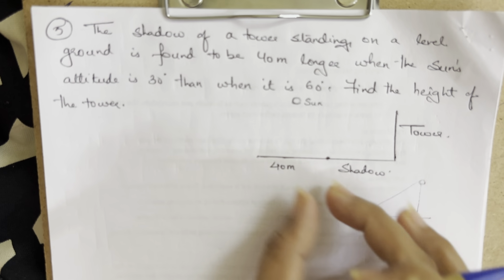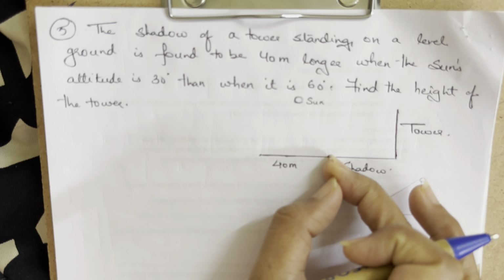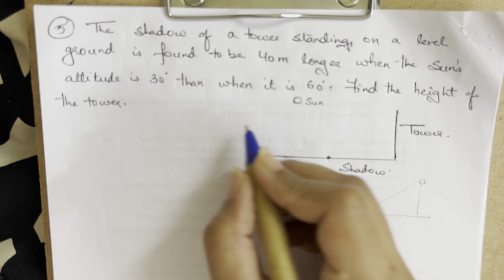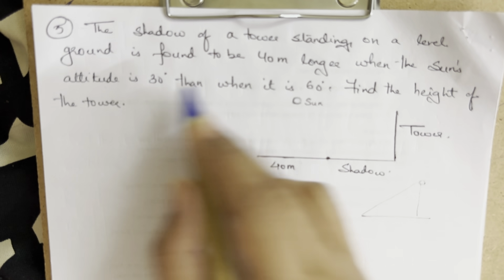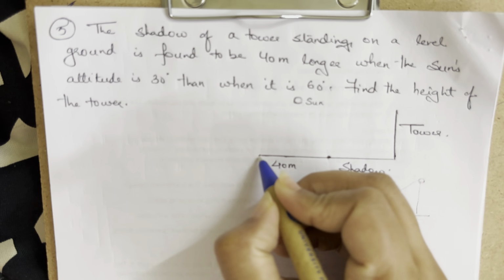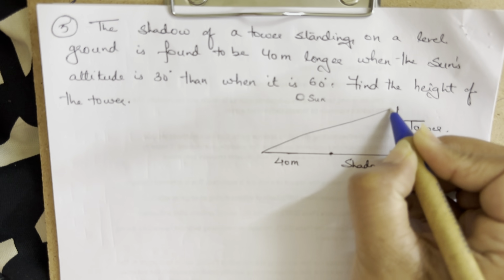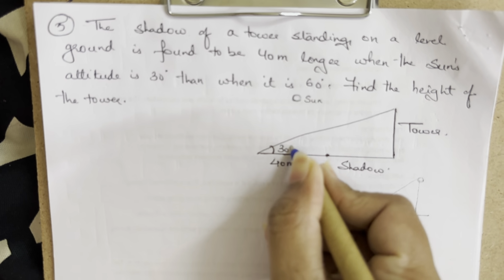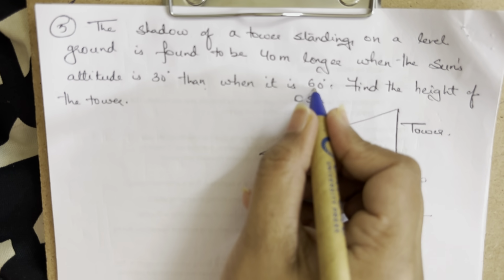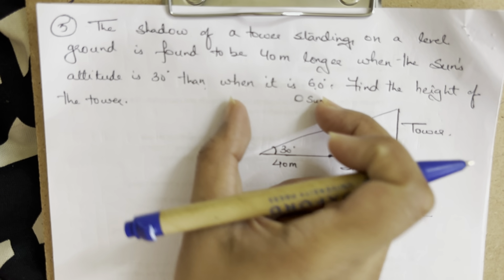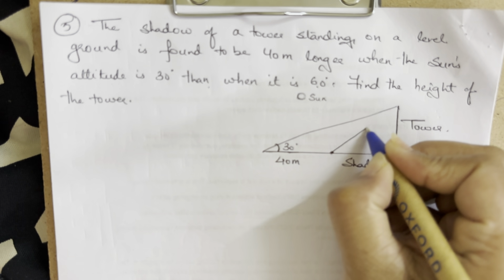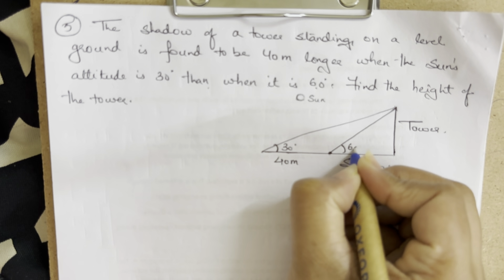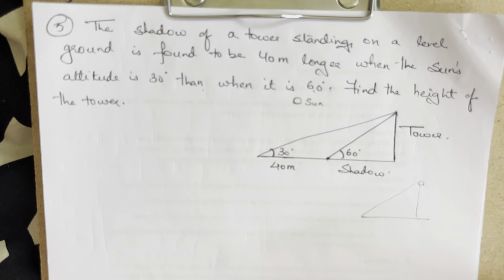Not the complete distance, from the normal shadow to the point of extension is 40 meters longer when the angle of elevation is 30 degrees. Okay, when the sun's altitude is 30 degrees. So the sun's altitude is nothing but this is what he's talking about. When this angle is 30 degrees, it is so. Then when it is 60 degrees, so that means the older one is 60 degrees. Okay, so the older one is 60 degrees. The previous angle of elevation or the altitude of the sun was 60 degrees.